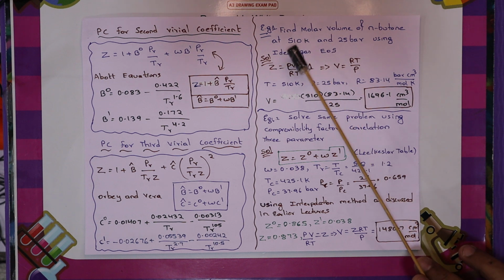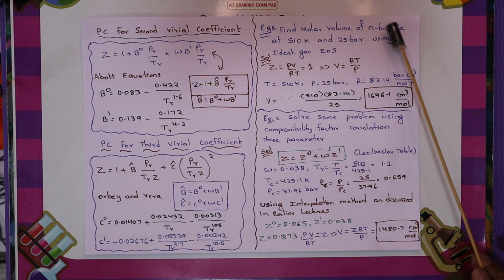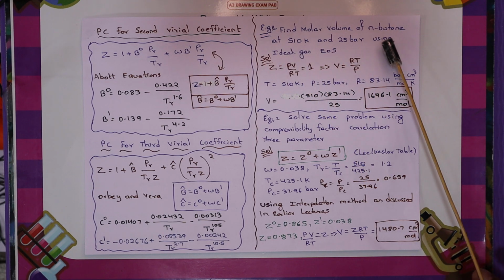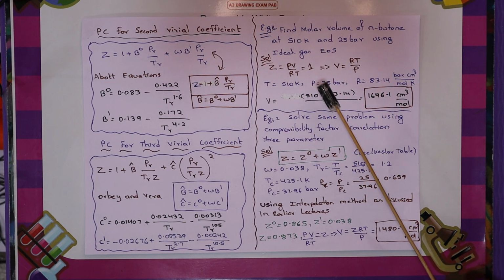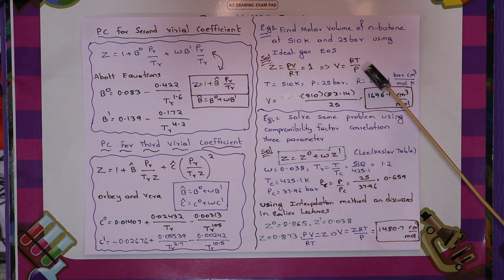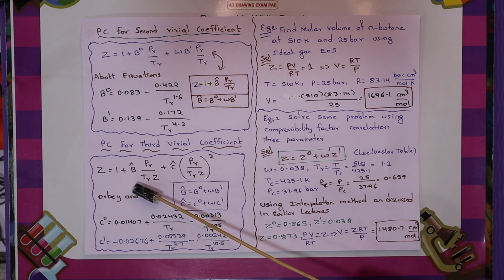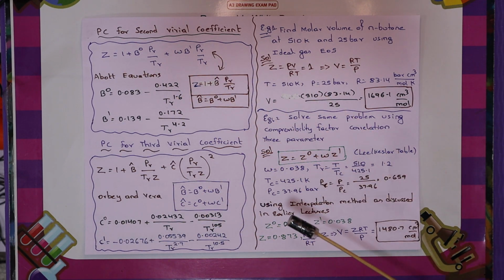Let us find out some example. Find the molar volume of N-butane at 510 Kelvin and 25 bar using the ideal gas equation. So let us do some different things. First of all, let us start with ideal gas. Later on, let us go to the estimations of Z using the virial second coefficient, third coefficient, and many other methods.